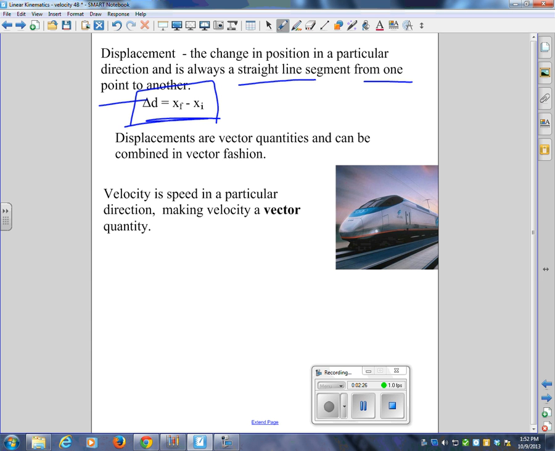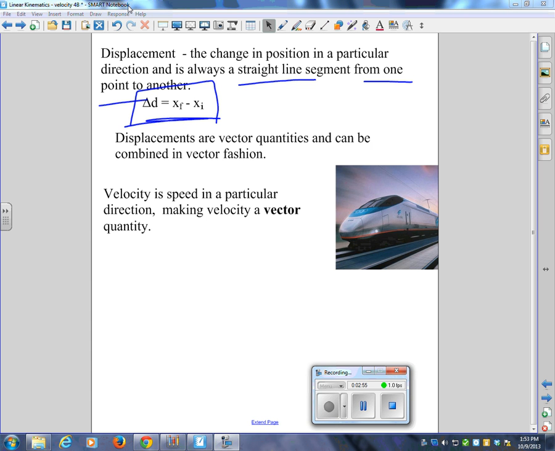We know that displacements or vector quantities can be combined in a vector fashion. What do I mean by that? It means you can add them, tip to tail, or subtract them, as I've shown you, right? Remembering that velocity is speed in a particular direction, making velocity a vector quantity. Mr. Bent, you repeat yourself a lot, right? No. There's a reason for it. Any questions about any of that?